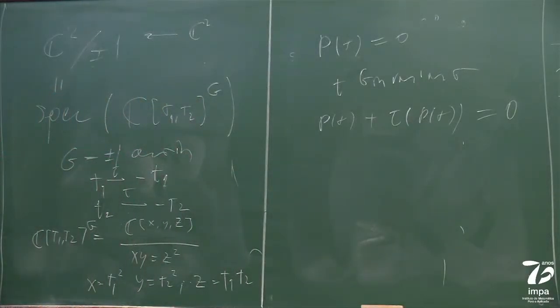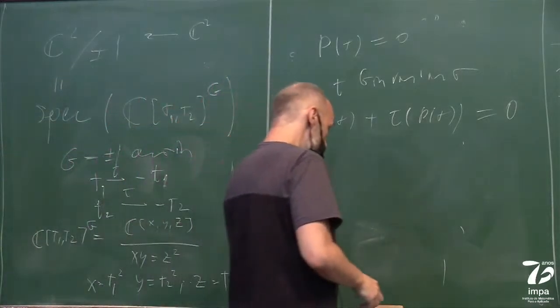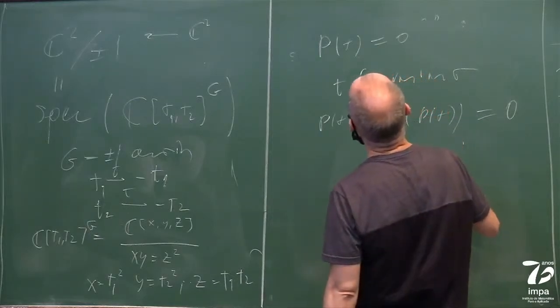This is an example of a space which is normal. Normal means that it's integrally closed. It's a ring of functions integrally closed, but not smooth. Okay.